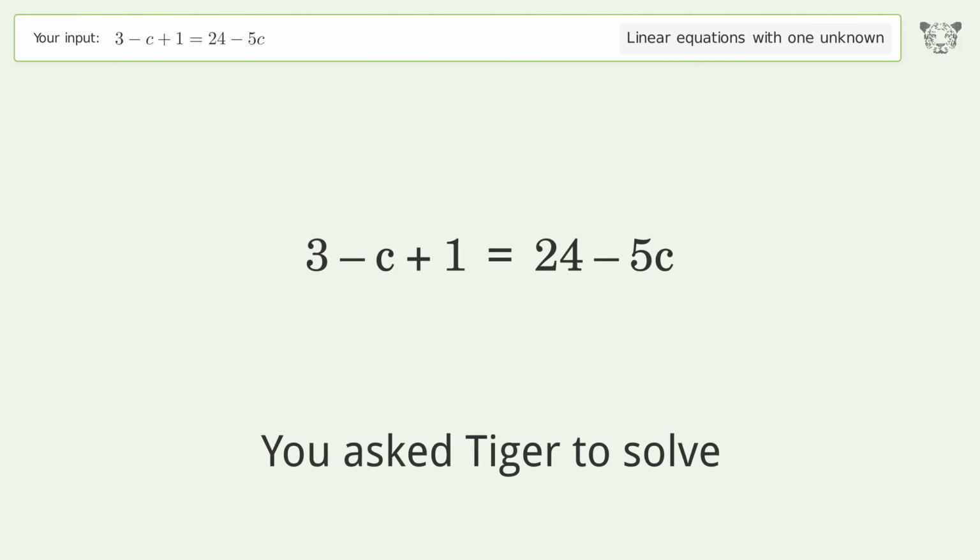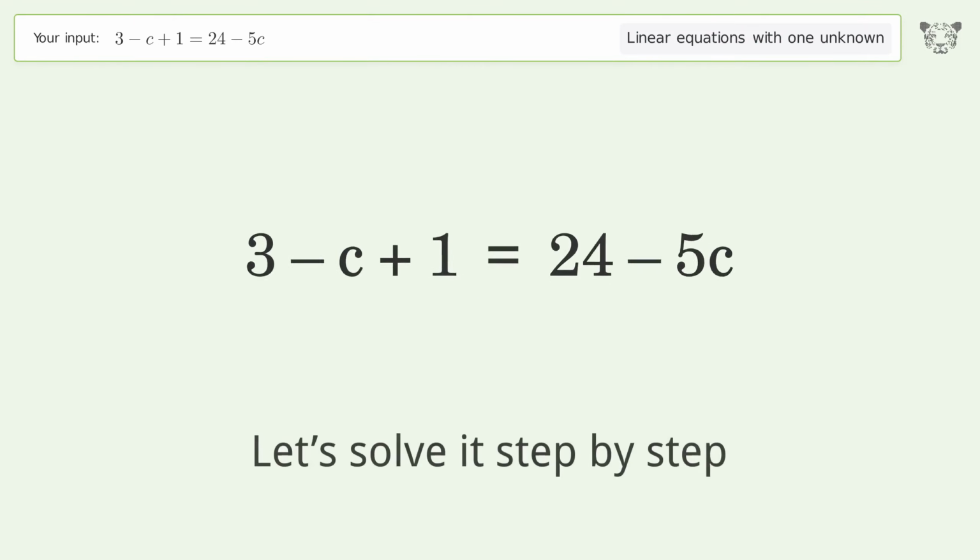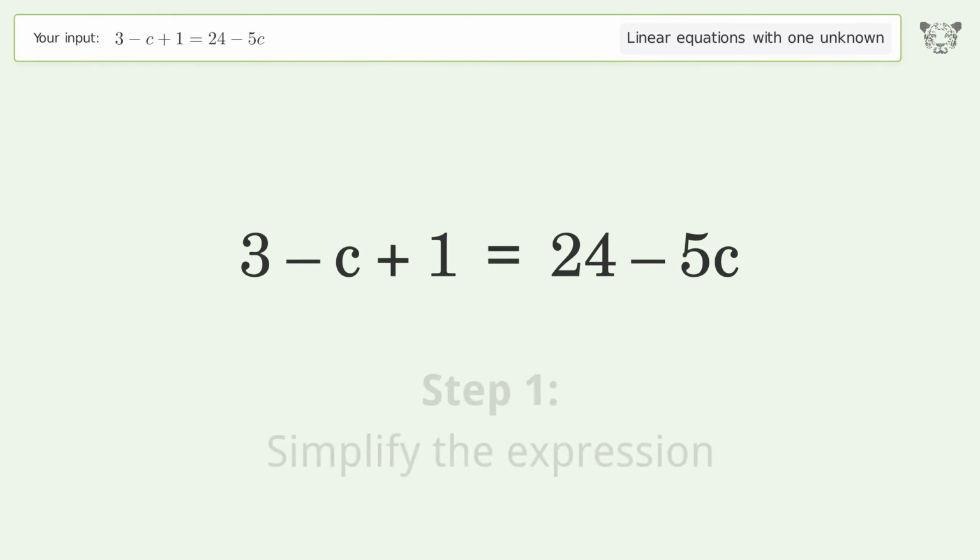You ask Tiger to solve. This deals with linear equations with one unknown. The final result is c equals 5. Let's solve it step by step. Simplify the expression. Group like terms.